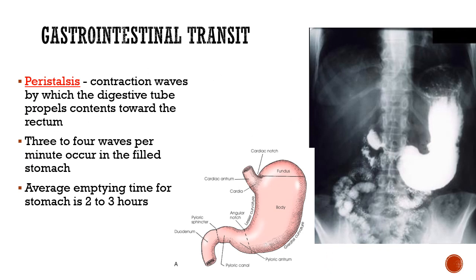Peristalsis is the contraction waves by which the digestive tube propels contents toward the rectum. There are 3 or 4 waves per minute that occur in the filled stomach. The emptying time for the stomach is approximately 2 to 3 hours.